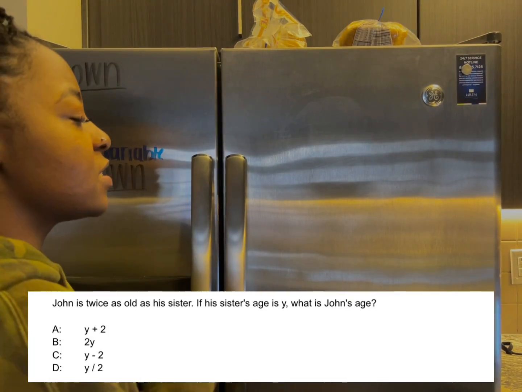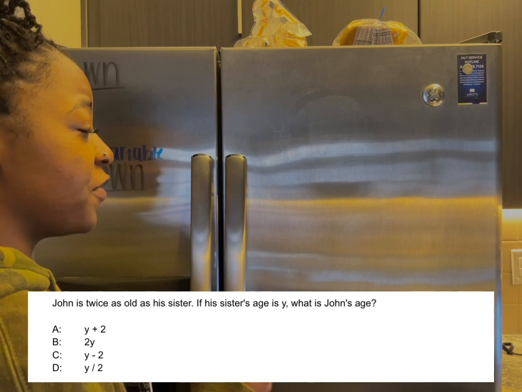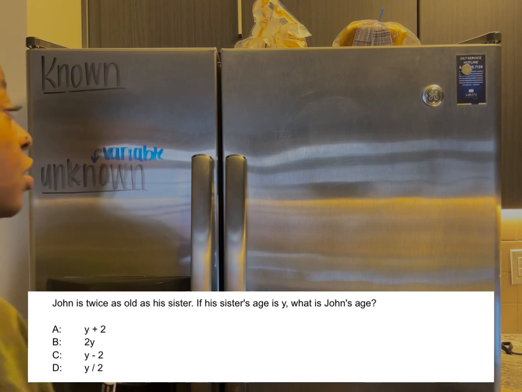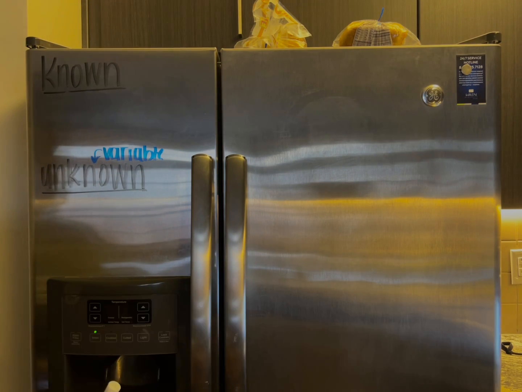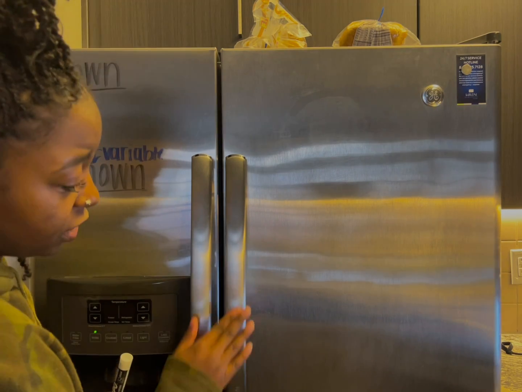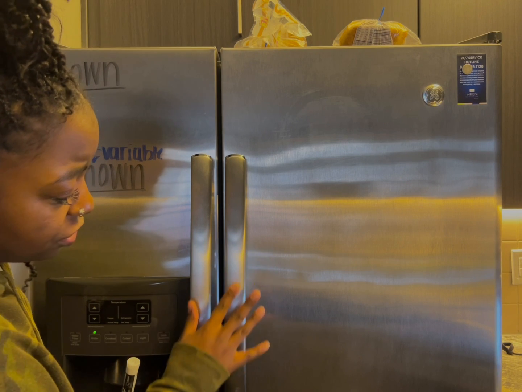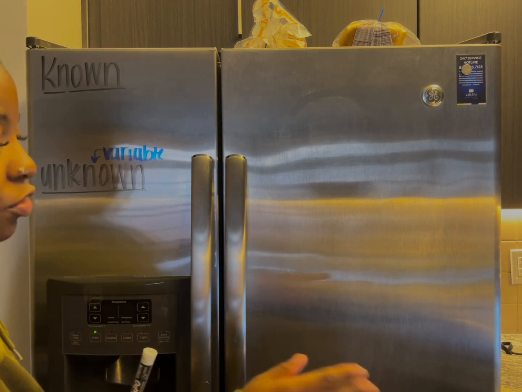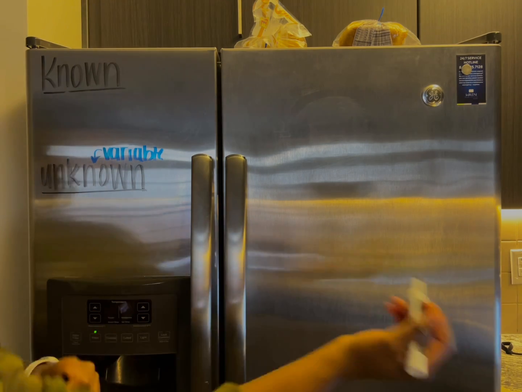John is twice as old as his sister. If his sister's age is Y, what is John's age? What do we know? You need to ask yourself. These are really simple problems, but you need to ask yourself these questions ahead of time, so when we get to harder problems, you already got this down pat.